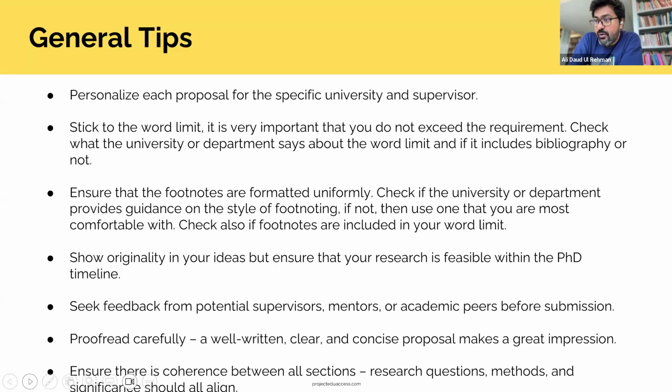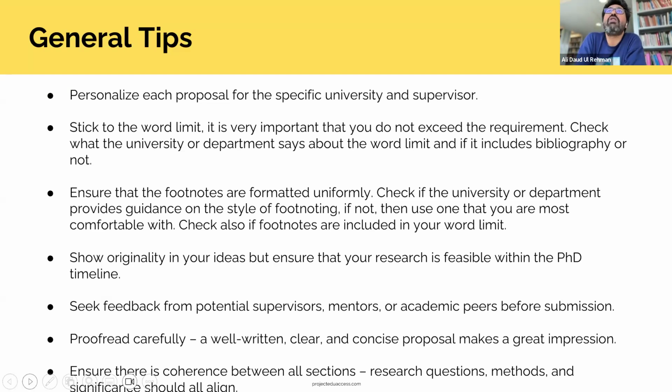Show originality in your ideas, but ensure that your research is feasible within the PhD timeline. Seek feedback from potential supervisors, mentors, or academic peers before submission. And that also includes your previous supervisors as well. You could reach out to them and request them, if they have time, to read your proposal. You can also ask your friends to do it for you.